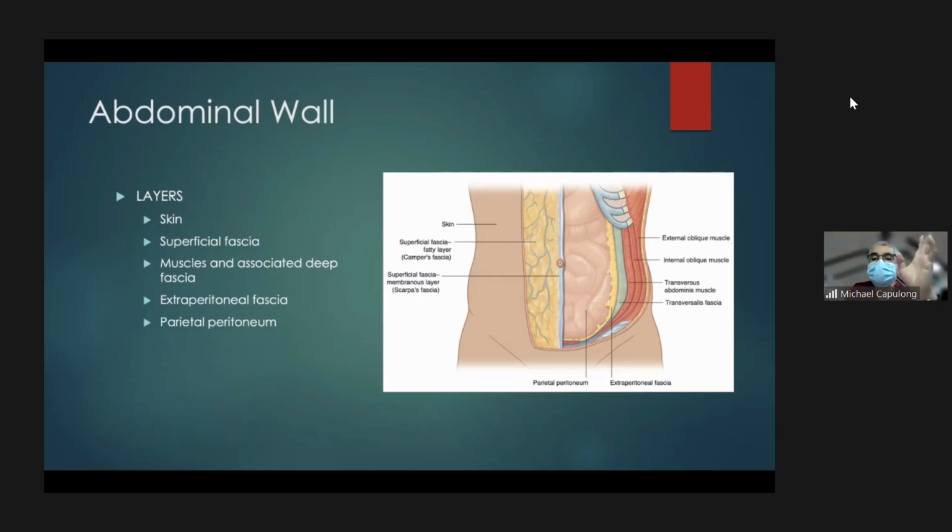Now, the only thing that will change is where exactly you will be putting your incision. Because if you put your incision in the midline, then definitely you will not encounter your lateral wall muscles. Because as I've said, along the midline, what you will see will be the aponeurosis of the muscles. So that will be different. Different layers will be seen in different areas of the abdominal cavity.